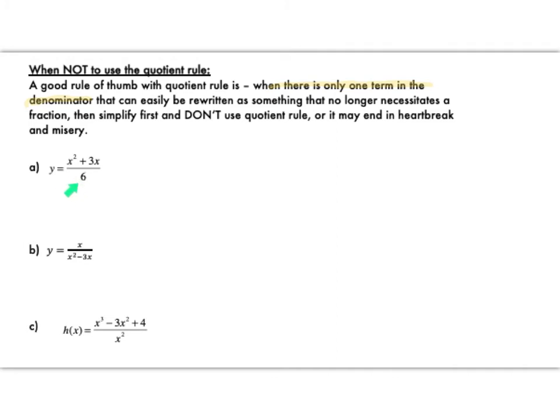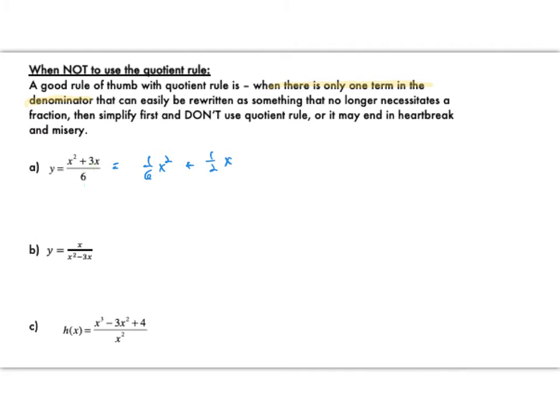This first one in A has exactly one term. Okay, it has exactly one term. So I am not going to use the quotient rule. Okay, so what I'm going to do is break this up into two parts. I'm going to break it up into 1/6 x squared plus 1/2 x. Now, where am I getting the 1/2 x? Because 3 over 6 reduces to 1/2.